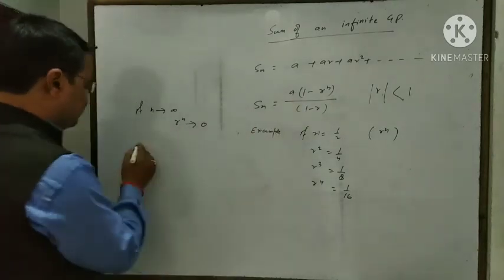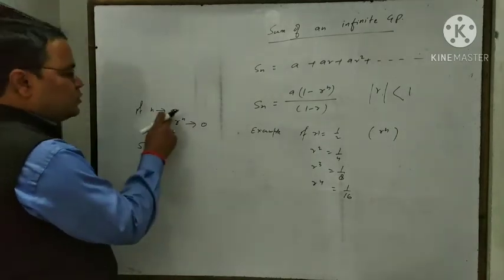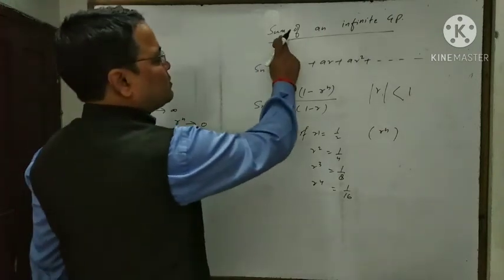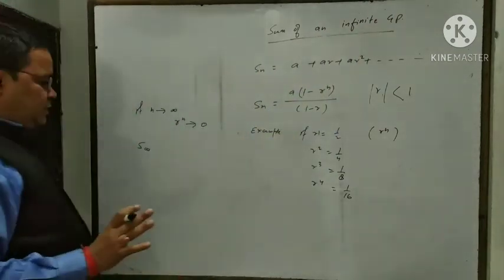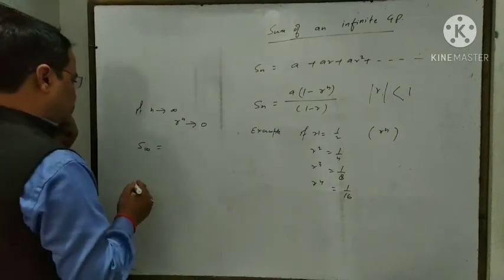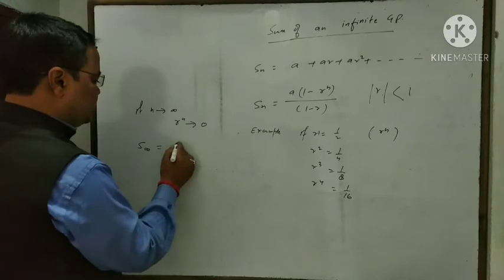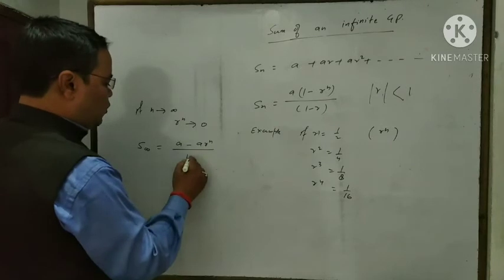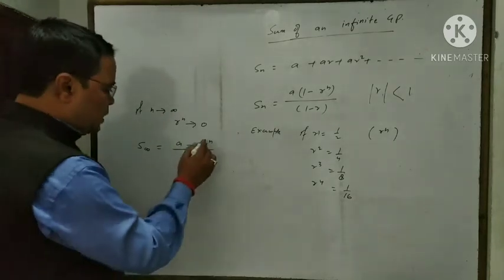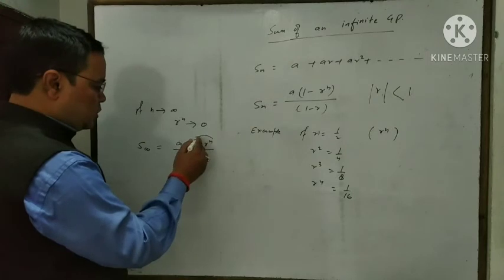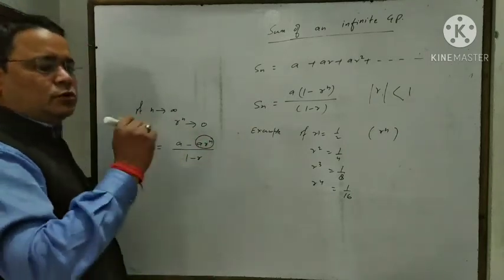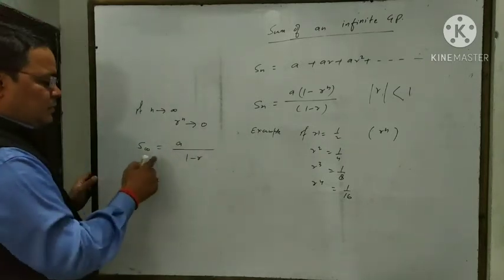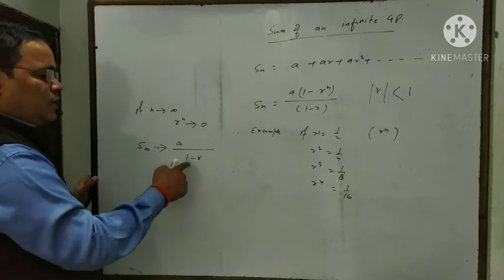It means in that case, if n tends to infinity, here we are going to find the value of the sum of an infinite geometric progression. So S infinity is equal to a minus a r to the power n upon 1 minus r. But what happens? If r to the power n tends to 0, then that total term tends to 0. In that case, the sum S infinity will tend to a upon 1 minus r.